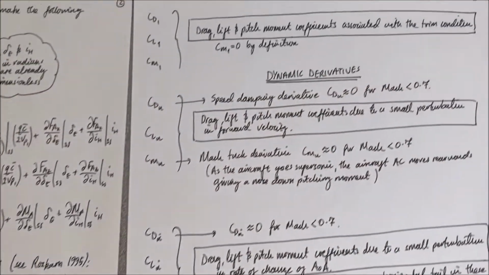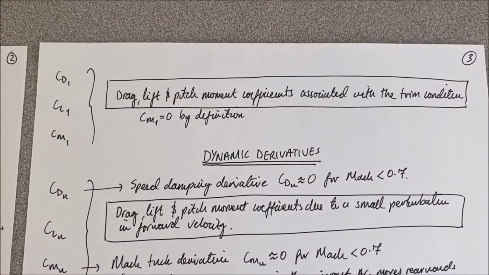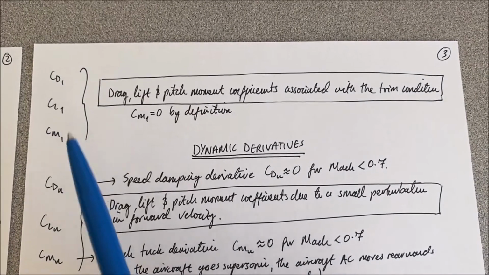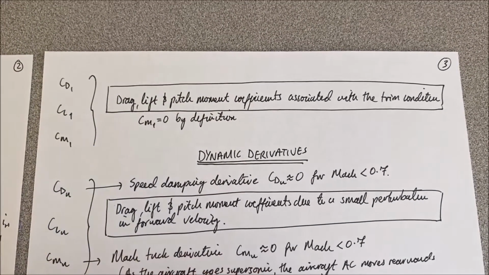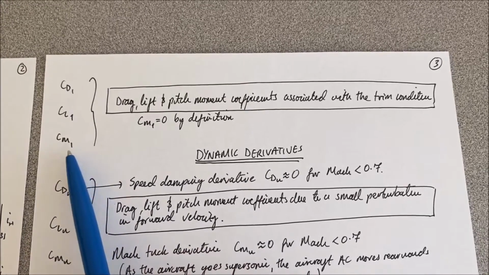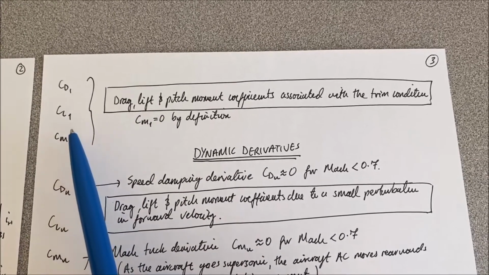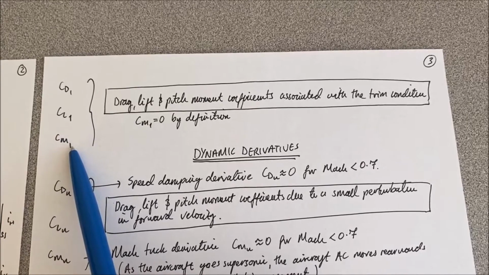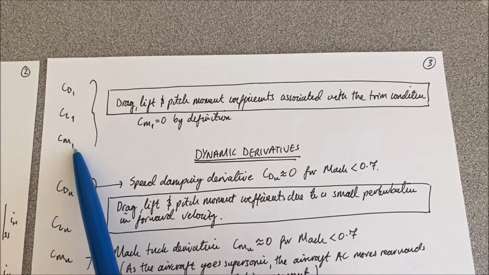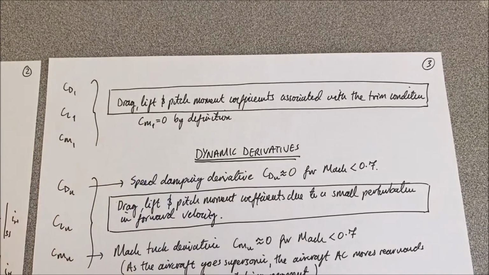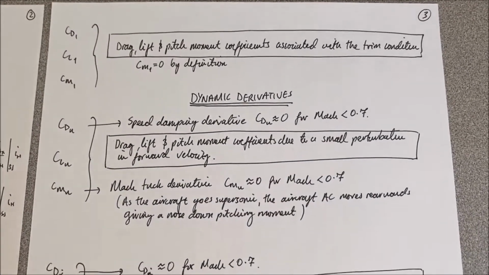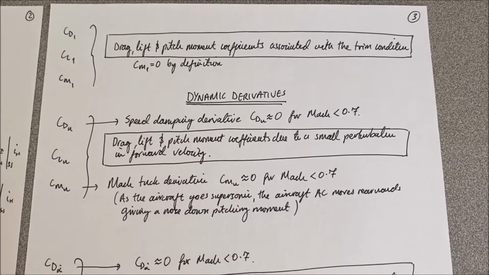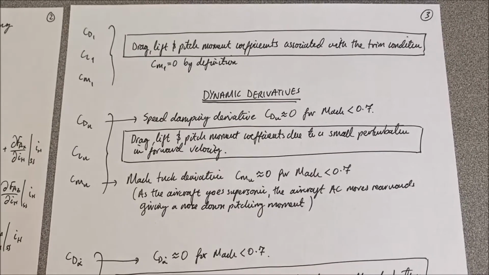So all of the ones with subscript 1s we've seen before, they're the drag and lift and pitch moment coefficients associated with the trim condition. And obviously by definition, we have net moments to be 0 when we're in the trim condition, so we can set CM1 to be 0 by definition. And then what we have after that is 9 what we call dynamic derivatives.